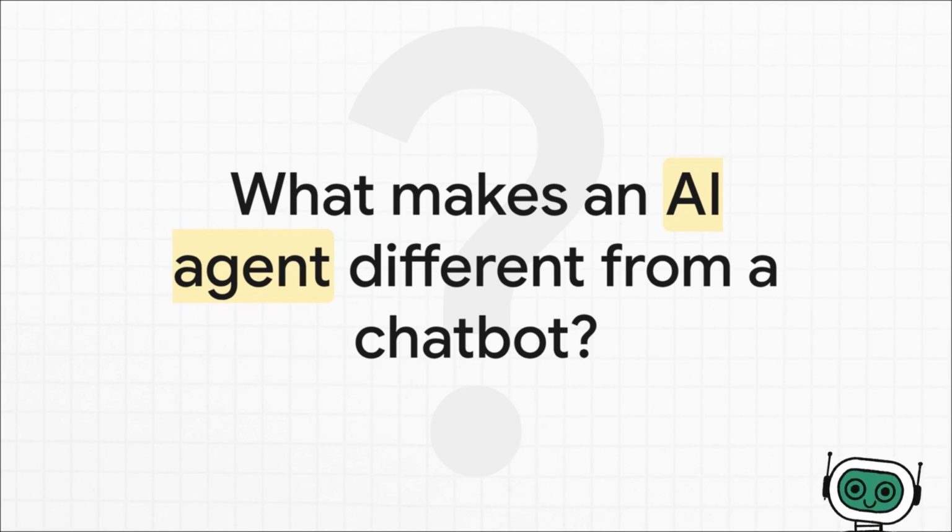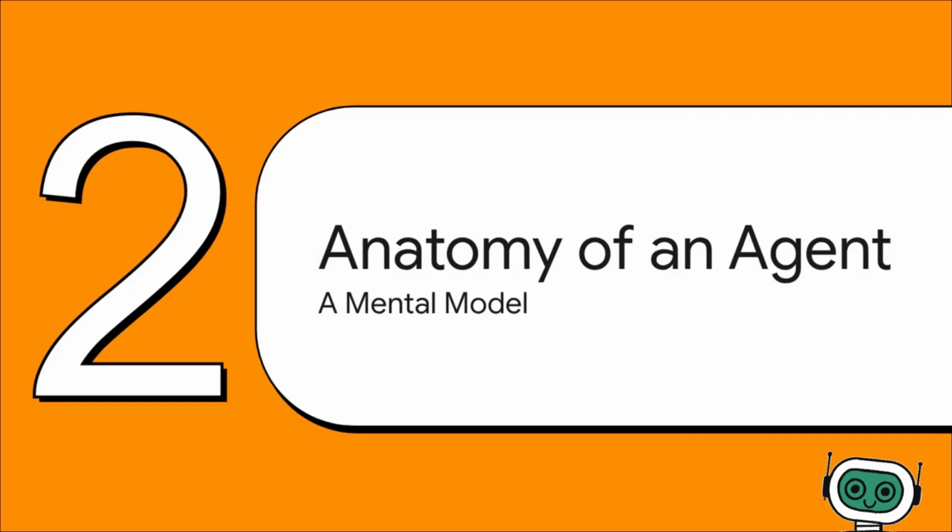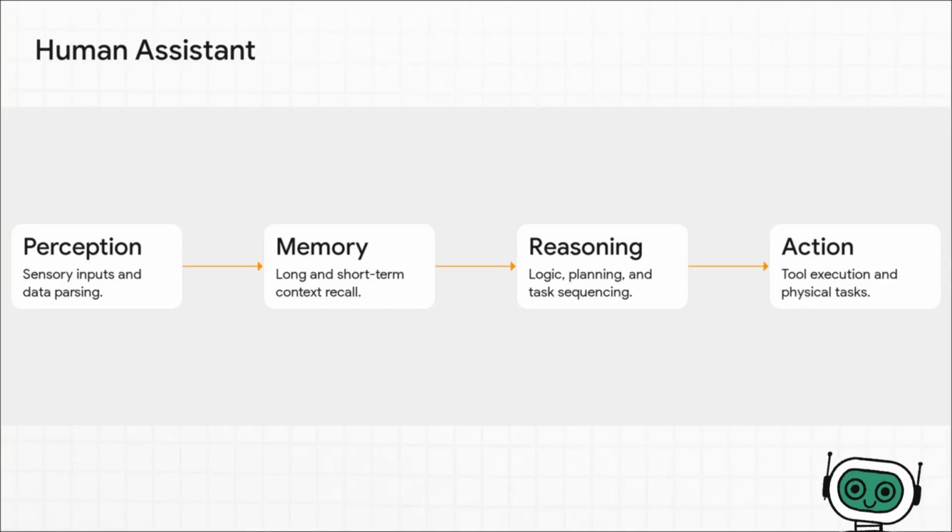By the end of this explainer, you're going to understand exactly how an agentic system is built to perceive, remember, reason, and act. Moving into Section 2, Anatomy of an Agent. So instead of thinking about code or parameters right off the bat, I want you to imagine you just hired a brand new human assistant to help you run your operations. Now, to do their job effectively, they need 4 basic things.